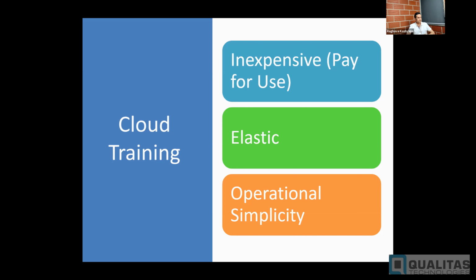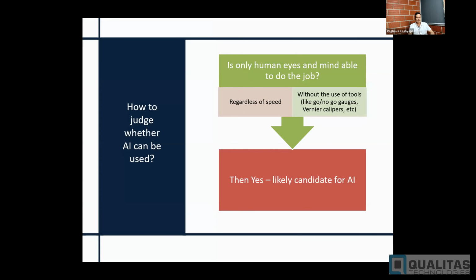So one more important aspect about rule-based and AI-based. Not everything can be AI, right? Now, the simplest way to judge whether an application is AI friendly or not is to ask whether only a human eye and mind is able to do the job without using external tools. It's just, can you look at something and come up with a decision? If the answer is yes, then it's a great fit for AI.